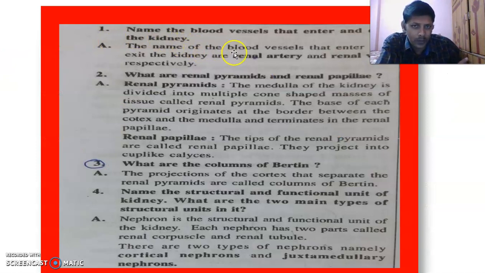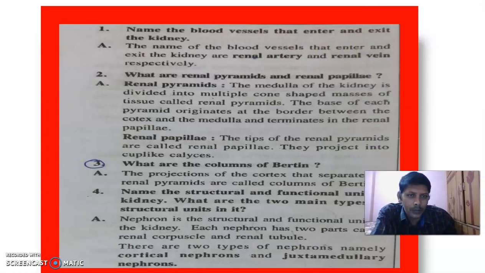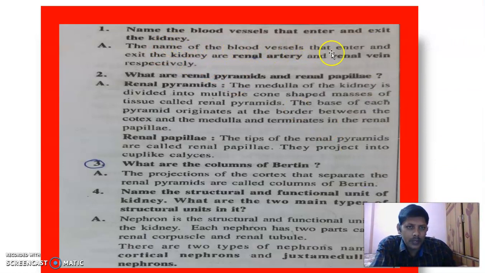Name the blood vessels that enter and exit, meaning come out, the kidney. Renal artery and renal vein respectively. అంటే ఎంటర్ అయ్యేది ఎవరు? Renal artery, exit అయ్యేది renal vein.